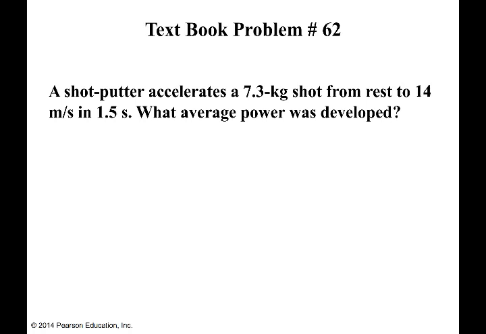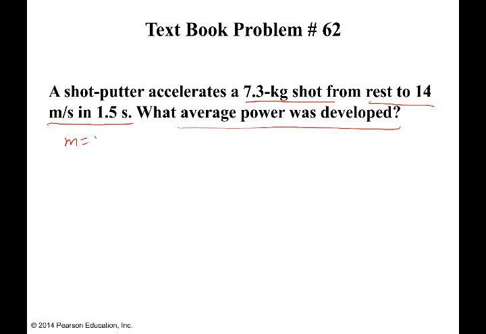So the next problem is: a shot putter accelerates a 7.3 kg shot from rest to 14 meters per second in 1.5 seconds. What is the average power developed? Now this is a different problem from the previous one. Here the speed is increasing, so the work done is positive. So we can do it in one step if you want.